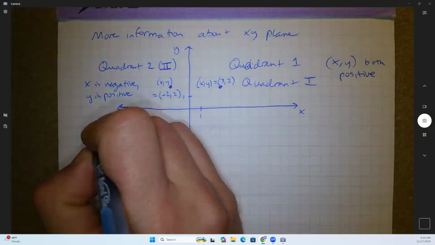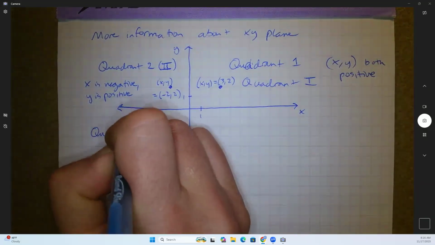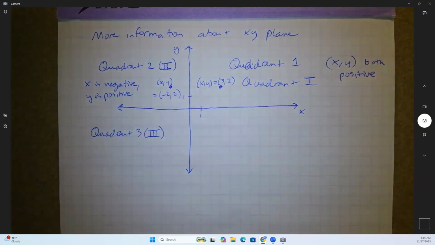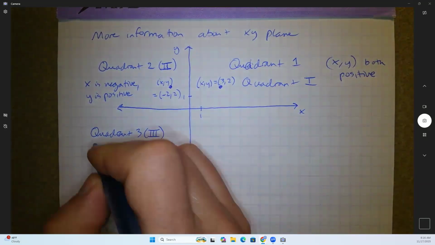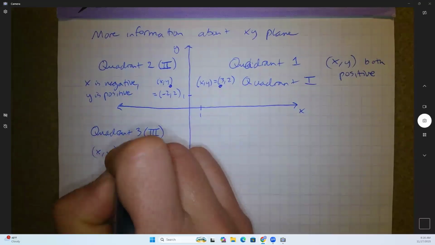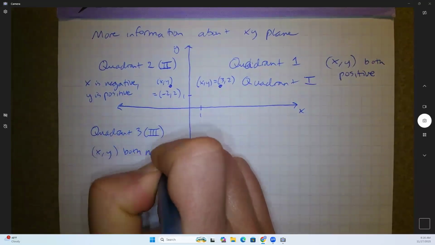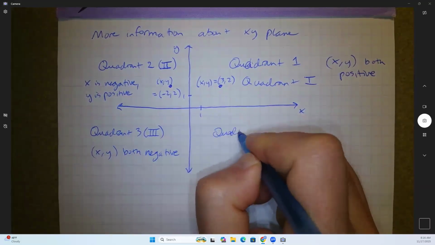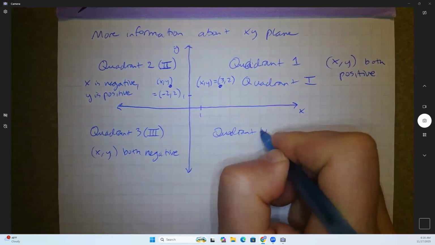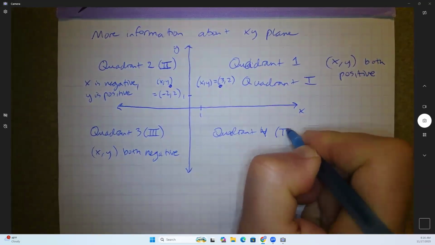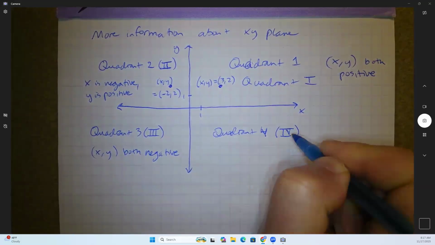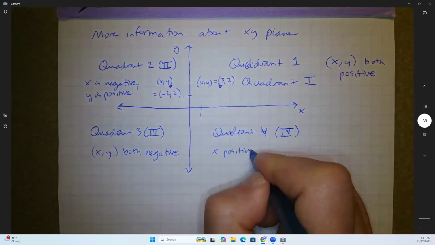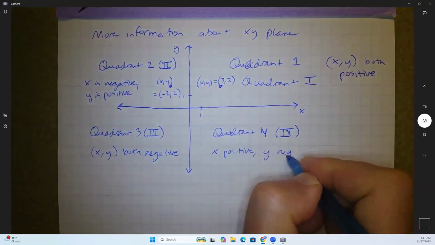In quadrant 3, which is the lower left, and in Roman numerals, it's III, X and Y are both negative. And in quadrant 4, IV, X is positive, Y is negative.